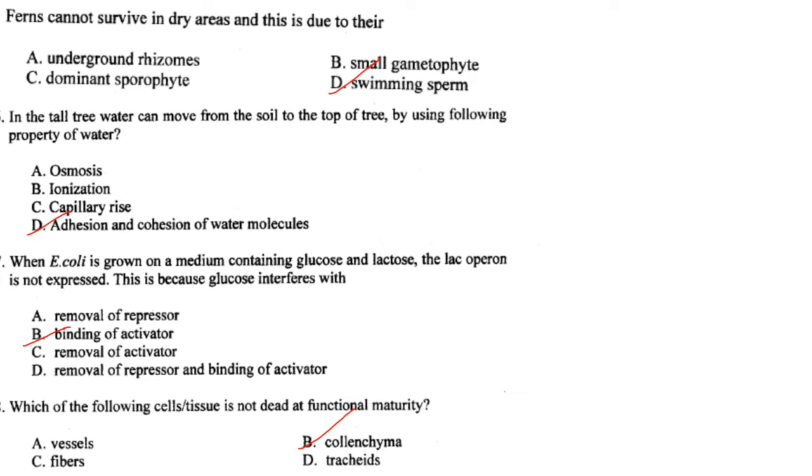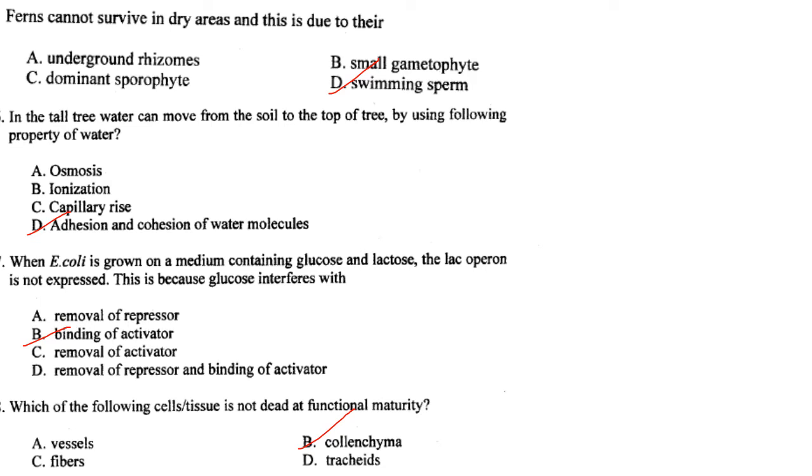Then ferns cannot survive in dry areas, and this is due to their underground rhizomes, small gametophyte, dominant sporophyte, swimming sperms. So the answer is option D, that is swimming sperms.